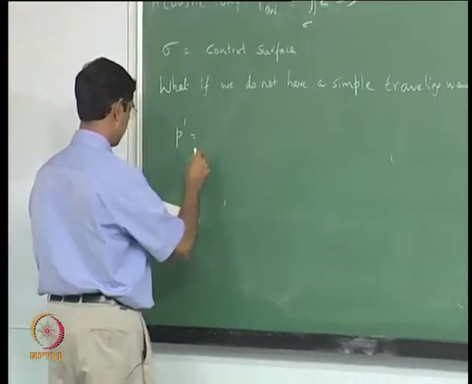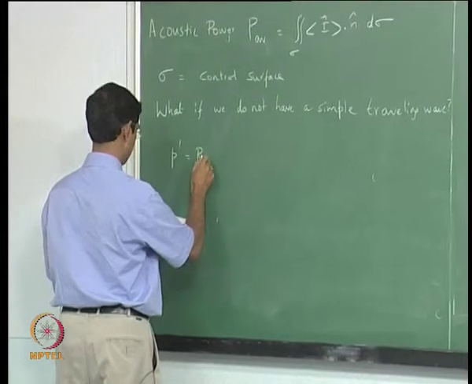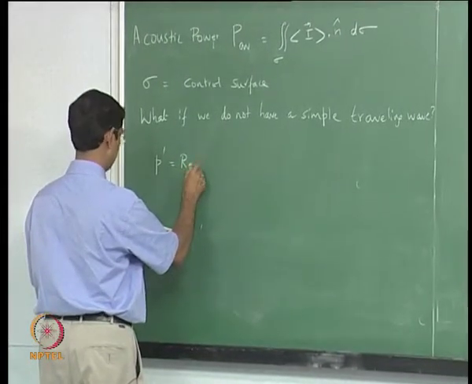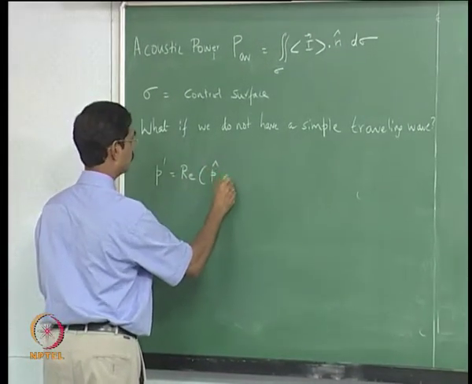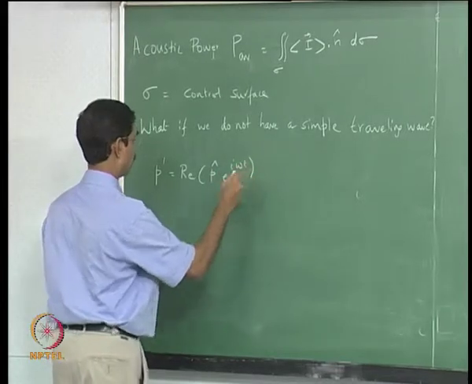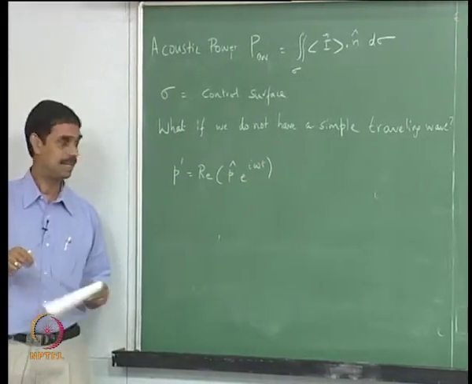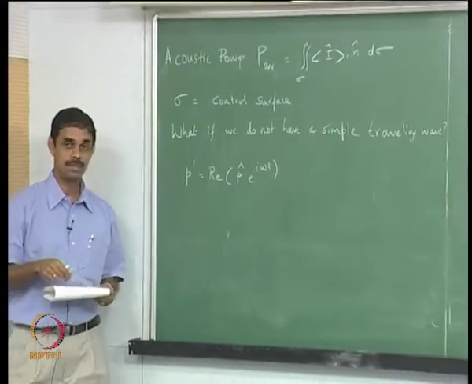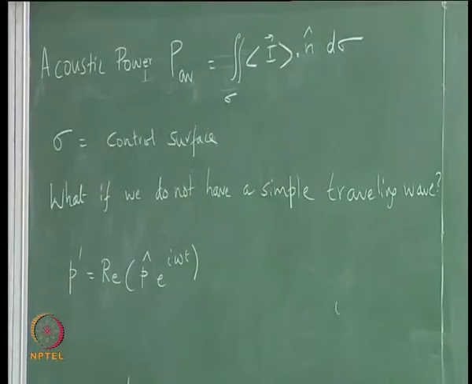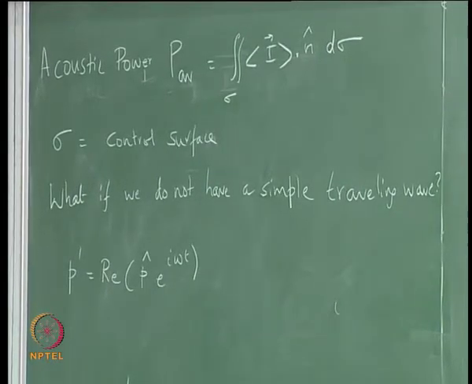So, let us consider a general case where you have a standing wave. We will write a general expression for pressure and velocity. And once again let me check with you about the understanding of pressure. If I am giving you a complex acoustic amplitude, what would be the actual amplitude that you measure? What would be the instantaneous pressure value that I measure? How do you get that from the complex amplitude?